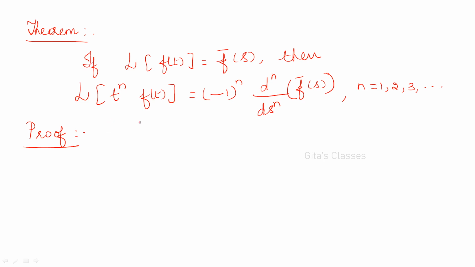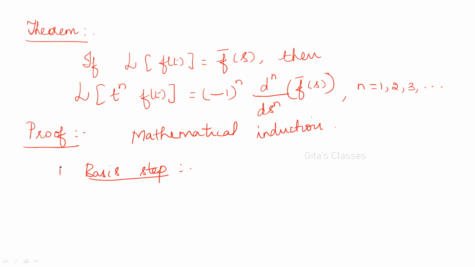Okay. So now we are going to prove this theorem. Here n can take the values 1, 2, 3 etc. So here we are going to prove this theorem by using mathematical induction. What is mathematical induction? You have three steps in that. One is basis step, basis of the induction, and the second one is induction hypothesis, and the third one is inductive step.